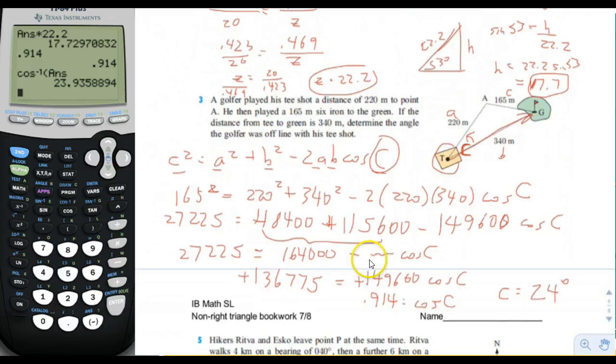I just did all this algebra off screen, but basically I combined 48,400 and 115,600 into 164,000. Then I subtracted 164,000 from both sides. That gave me negative 136,775. On the right side, I still had negative 149,600 cosine C. I made both of them positive by multiplying both sides by negative 1. And then I divided 136,775 by 149,600. It gave me 0.914. Then I used the calculator to find the inverse cosine of 0.914. It gave me an angle C of 24 degrees.